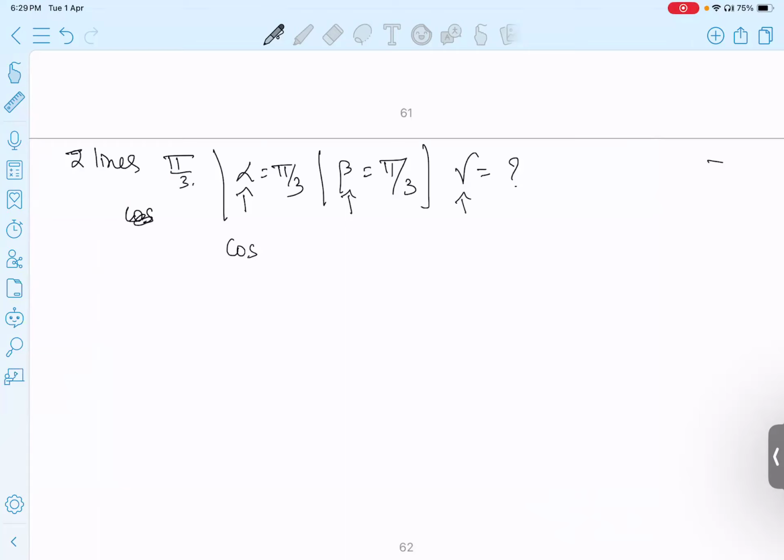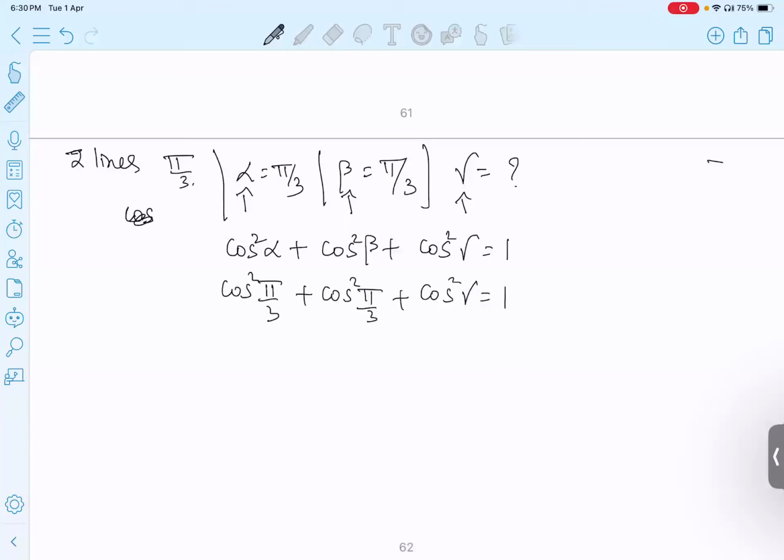So we have a formula: cos square alpha plus cos square beta plus cos square gamma is equal to 1. So cos square pi by 3 plus cos square pi by 3. We don't know the value of cos square gamma, so we keep that as it is. Cos pi by 3 is 1 by 2. 1 by 2 squared gives you 1 by 4, plus 1 by 4, plus cos square gamma equal to 1. 1 by 4 plus 1 by 4 is 2 by 4, that is 1 by 2. Taking it to the other side, cos square gamma is 1 by 2.